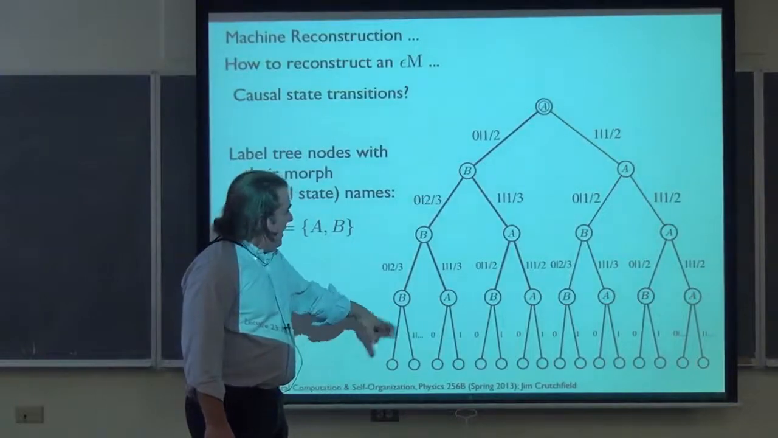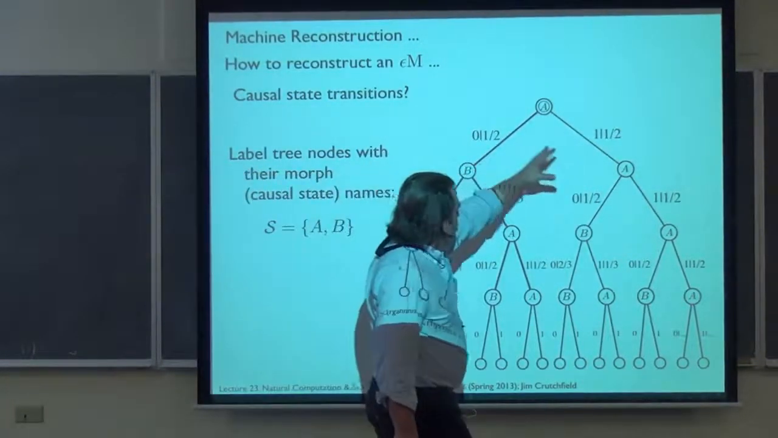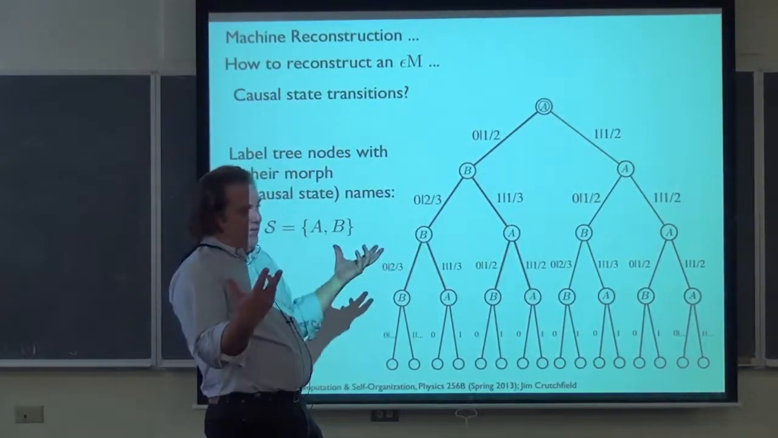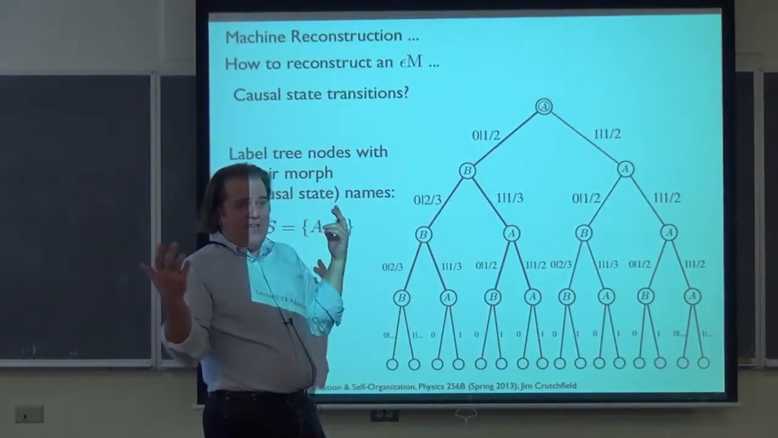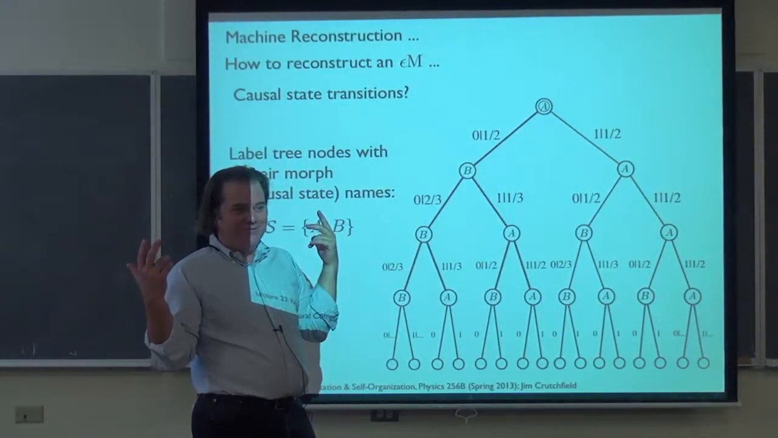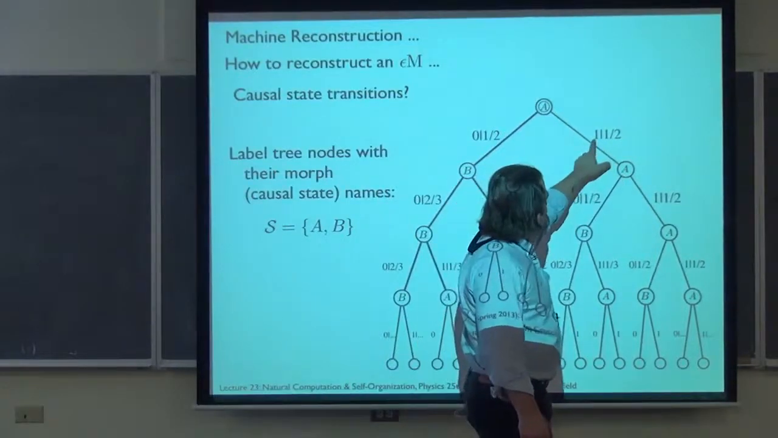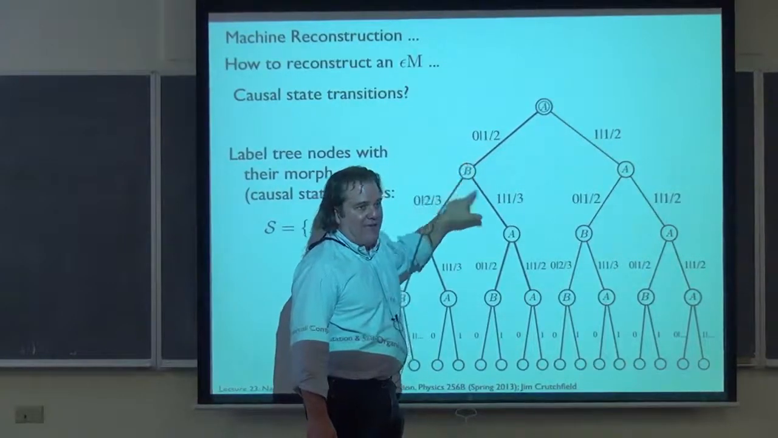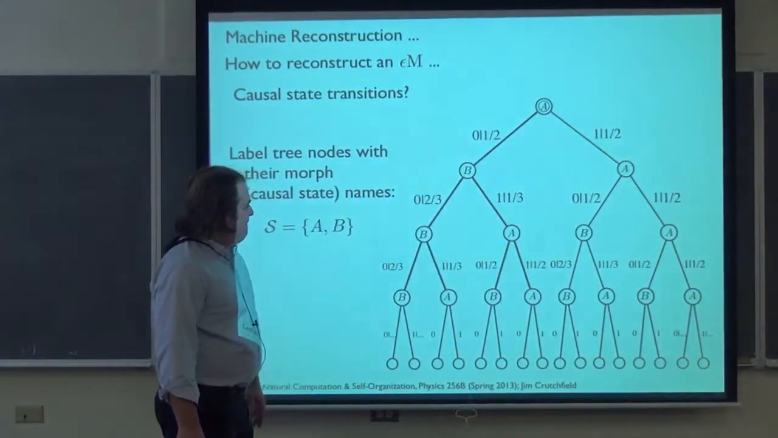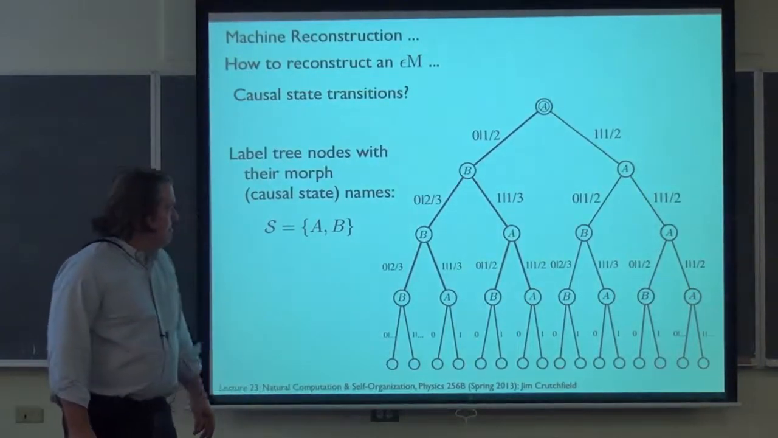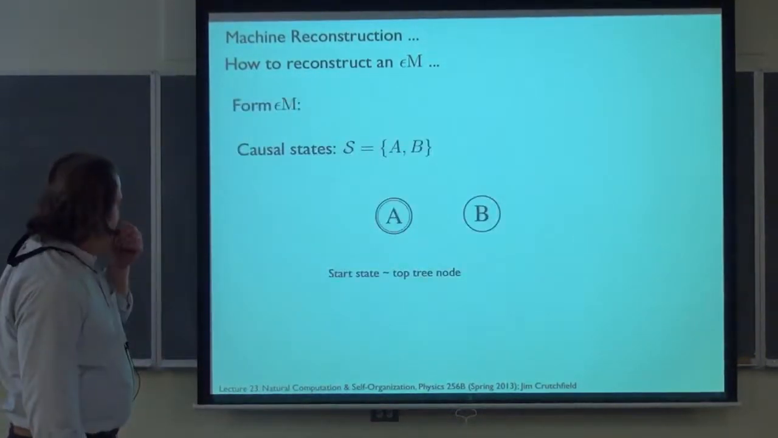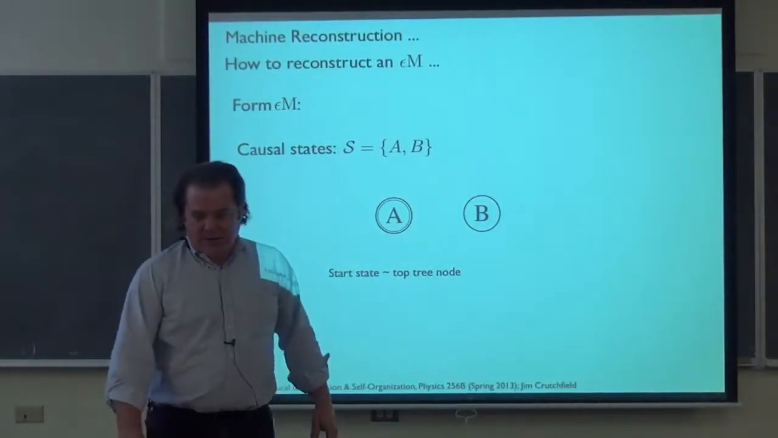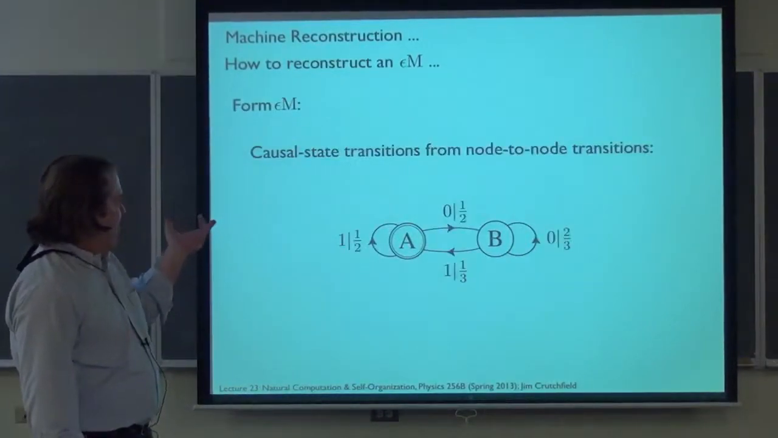Okay, so now I have this relabeled parse tree. I have the causal states. I just put their names up there. What are the state-to-state transitions? I just read them off. A goes to A on a 1 with probability half. A goes to B on symbol 0 with probability half, and so on. So that's the net result: we end up with these two states and the transition structure.